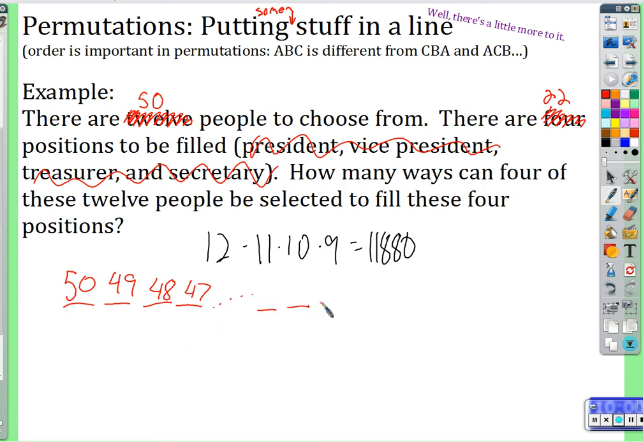Now we're going to stop somewhere other than 3, 2, 1. We're not going to go all the way down to 3, 2, 1, so we don't want 50 factorial. That's my point. Where are we going to stop? What's going to be the last number that we multiply by? 28.